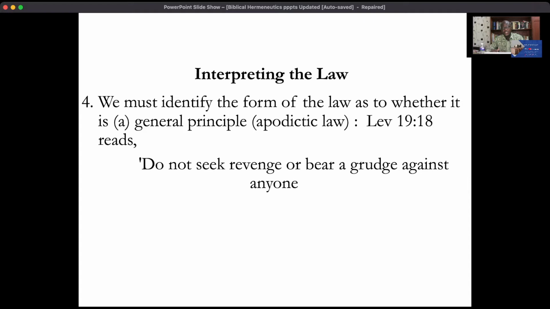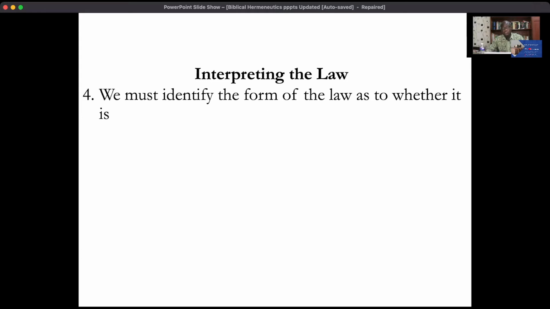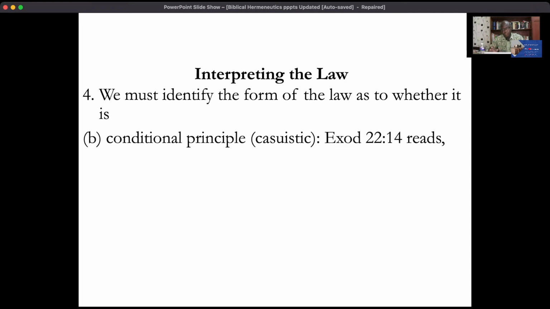It's a general principle, and so it doesn't really matter whether you're a Jew or not, it's applicable. And it's very clear what this law states. Now, that's what we find, and we can also find the same in Exodus 20, verse 12. So the first form is the apodictic law, the general law, or the law is conditional. So conditional principle, that is casuistic law.